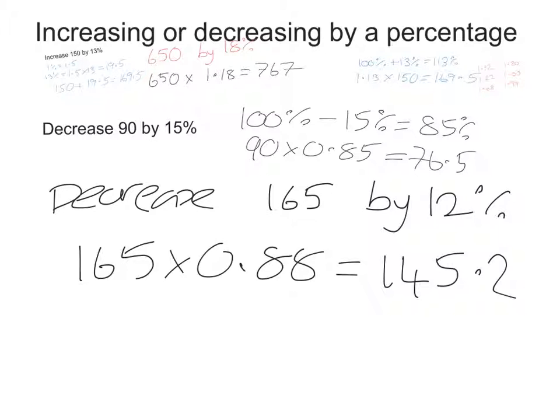Remember, in the same way as we did above, you could of course find what 12% is by dividing by 100 to get 1%, times it by 12, and then taking it away from 165. But again, I would certainly encourage the multiplier method here.